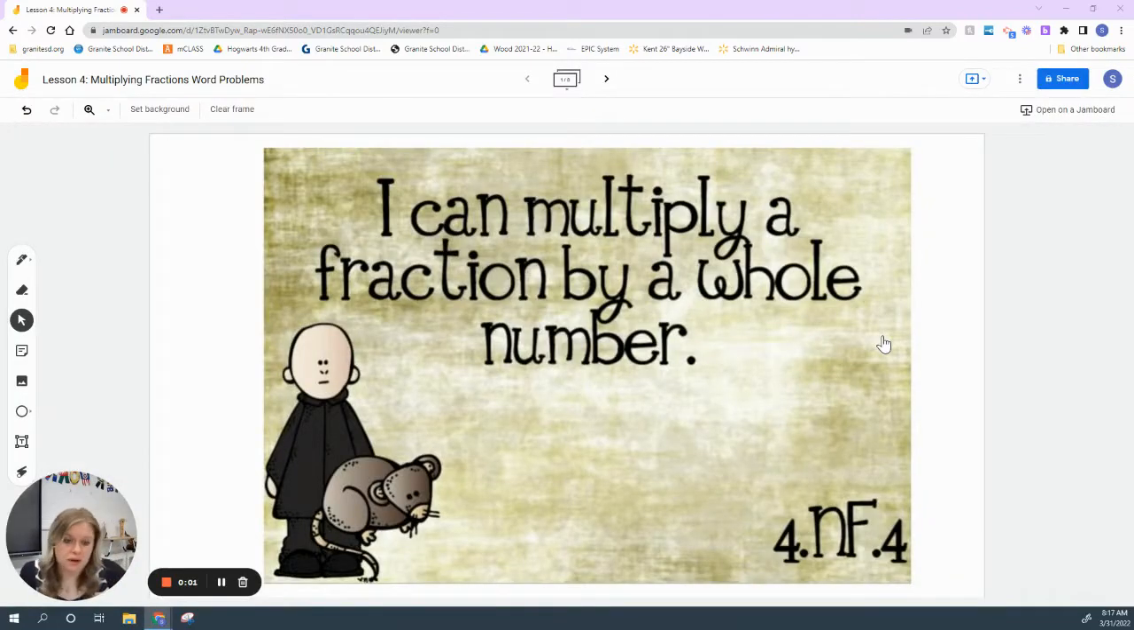Welcome, fourth graders, to our final lesson in multiplying fractions. You have dominated and done so well. We are now going to be working on some word problems. So our standard, just to remind you, is I can multiply fractions by a whole number.